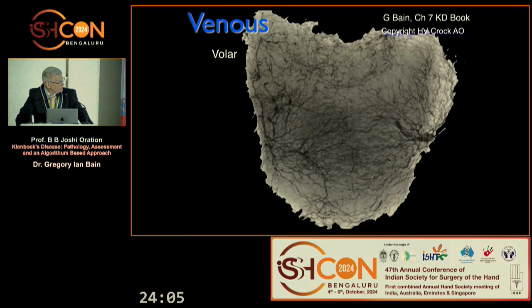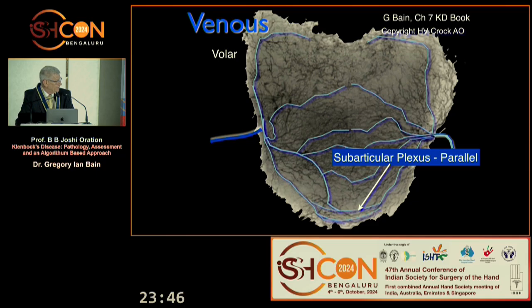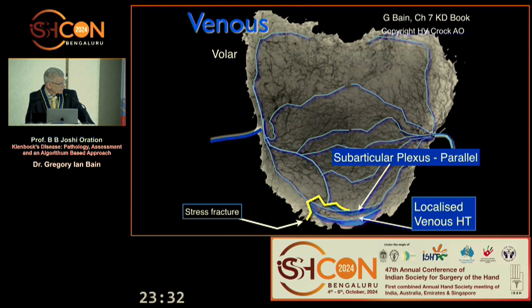This image is from his book. This is a venogram of the lunate. Incredible, isn't it? You can see here the venous plexus all through the, it's not an arterial one, it's a venous one. And using a bit of PowerPoint art, we can see where these main veins might be. And if I create his subarticular plexus parallel to the articular surface, and we create a stress fracture, it will lead to a localized area of venous hypertension, and subsequently that leads to necrosis.